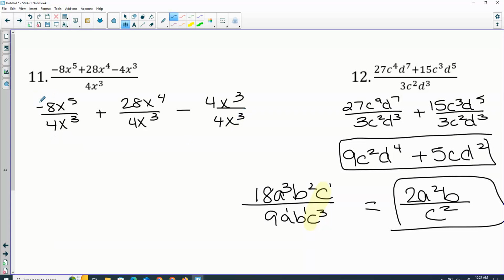So, Kate, what's negative 8 divided by 4? Negative... 8 divided by 4? Negative. And with your variables, you subtract. So if you have 5 on top and 3 on the bottom, we are left with... well, I just said you subtract them. What's 5 minus 3? 2.